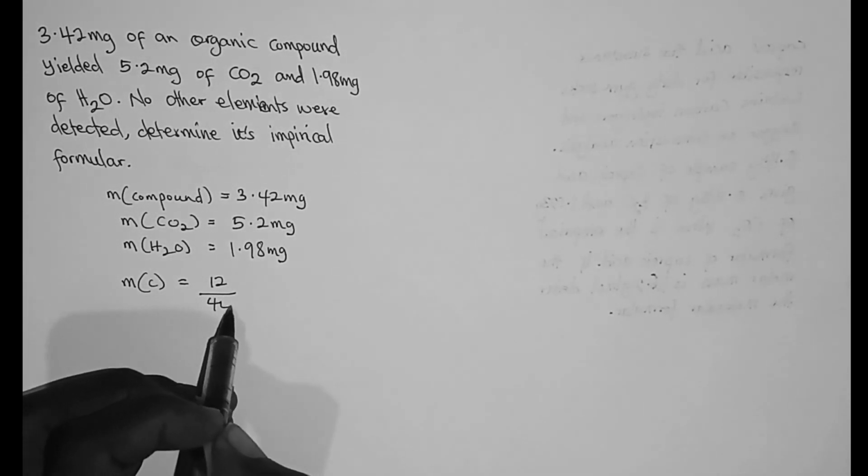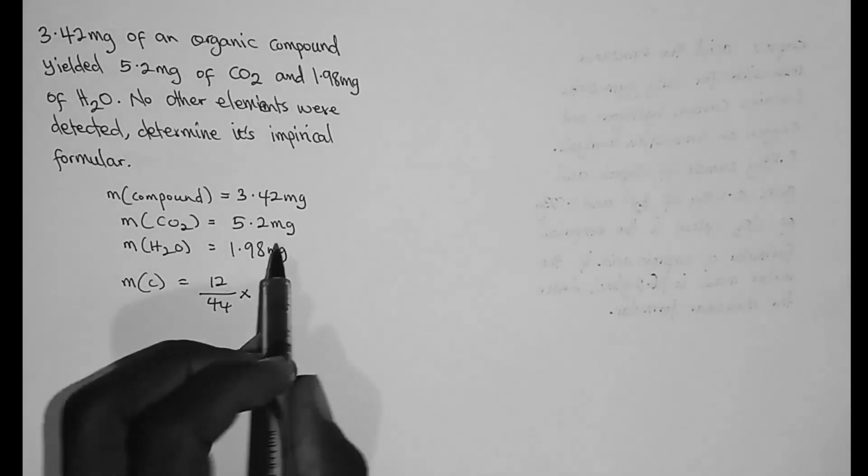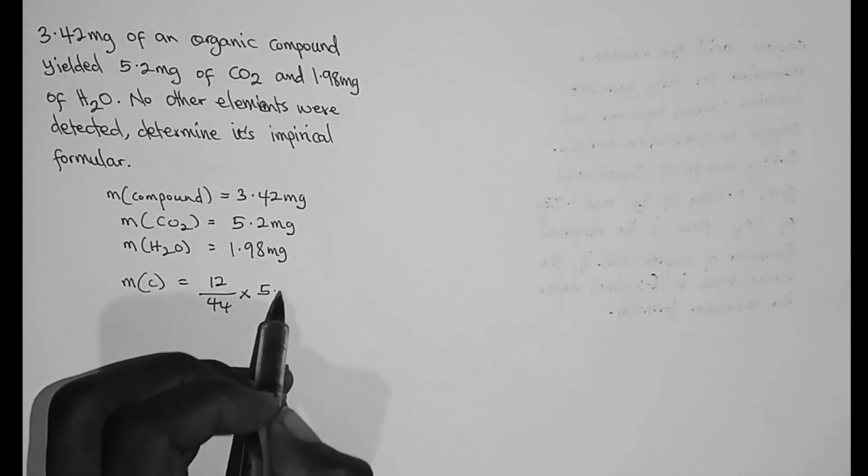So the first thing we need to do is to find the mass of carbon present in the compound. And then that one is equal to the atomic mass of carbon, which is 12, divided by the molar mass of carbon dioxide, and that is 44, times the mass of carbon dioxide present, and that is 5.2 milligrams. And this is equal to 1.42 milligrams. So this is the mass of carbon present.